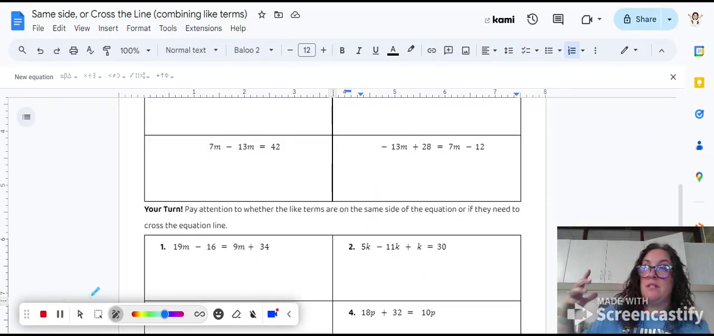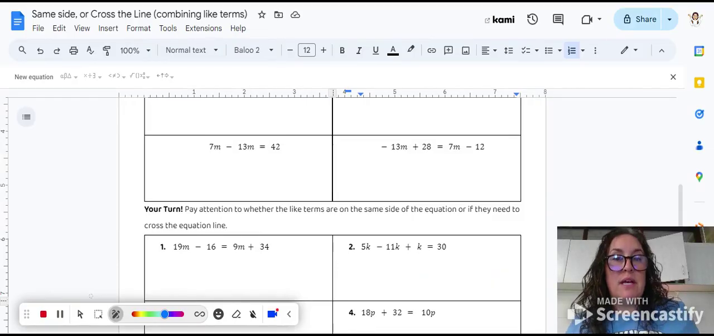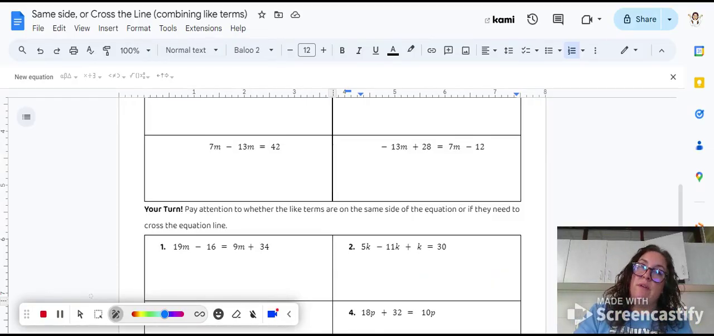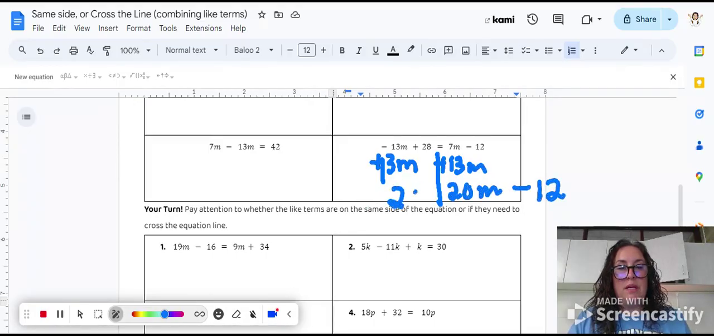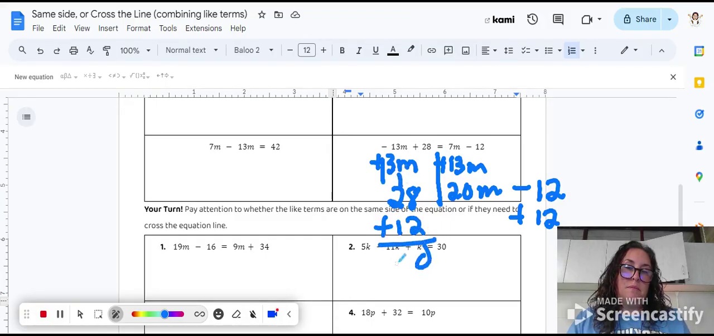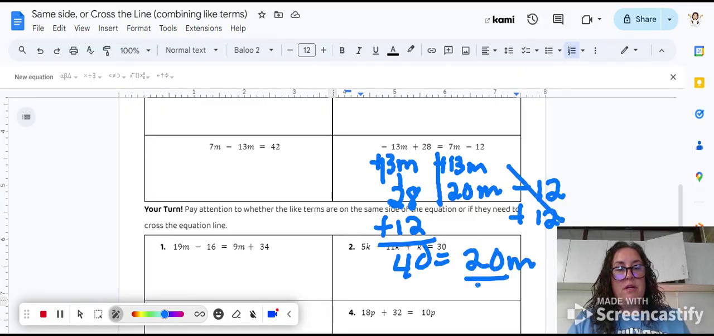Last one here, I see I have some negative 13m on one side, 7m on the other side. We have a plain number 28 on one side. We have negative 12 on the other side. So I'm going to do the opposites. So I am going to add 13m to move him to the other side by the other m's. That'll give us 20m. I still have a plain number over here and a plain number over here. So I need to move this one because this is the last man standing. 40 equals 20m, and divide by 20, and m equals 2.